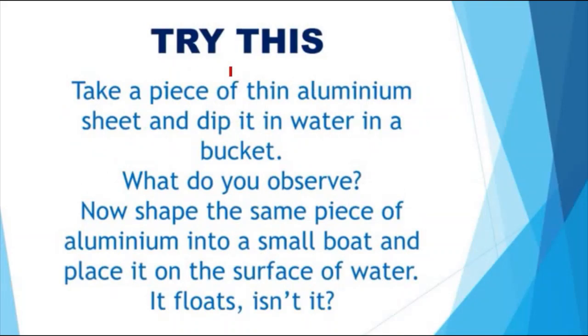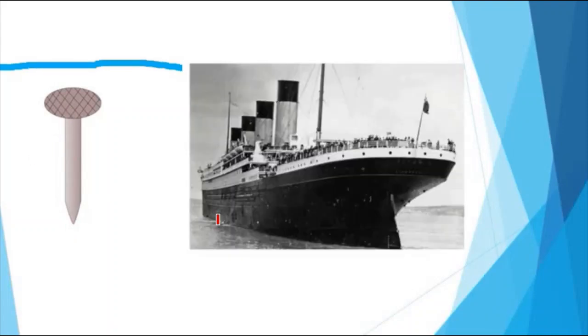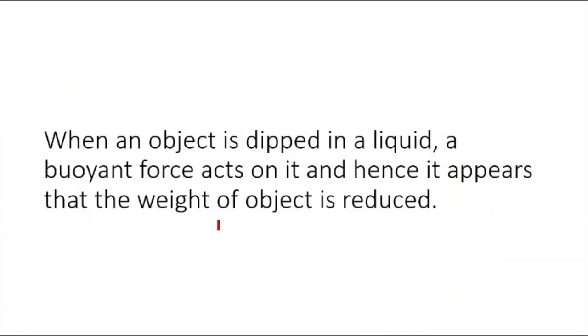Try this. Take a piece of thin aluminum sheet and dip it in water in a bucket. What do you observe? Now, shape the same piece of aluminum into a small boat and place it on the surface of water. It floats, isn't it? An iron nail sinks in water. But why does the massive steel sheet float on it?